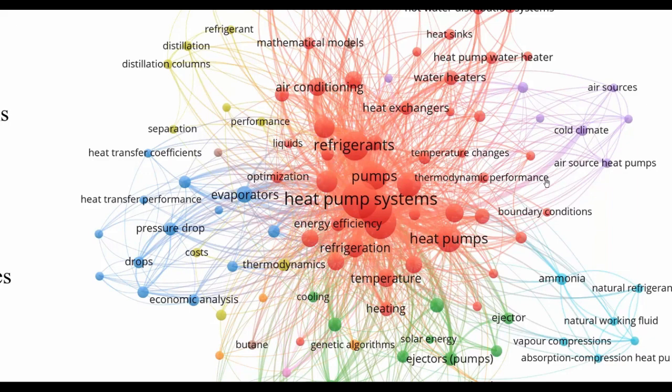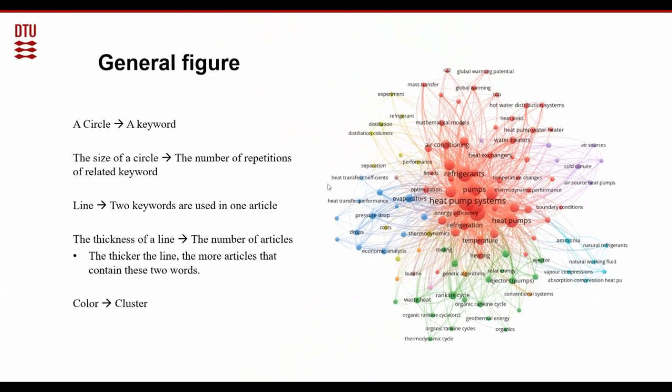And also there are a lot of colors: purple, green, red. These represent clusters. Clusters mean these keywords are connected together. They belong to one topic.